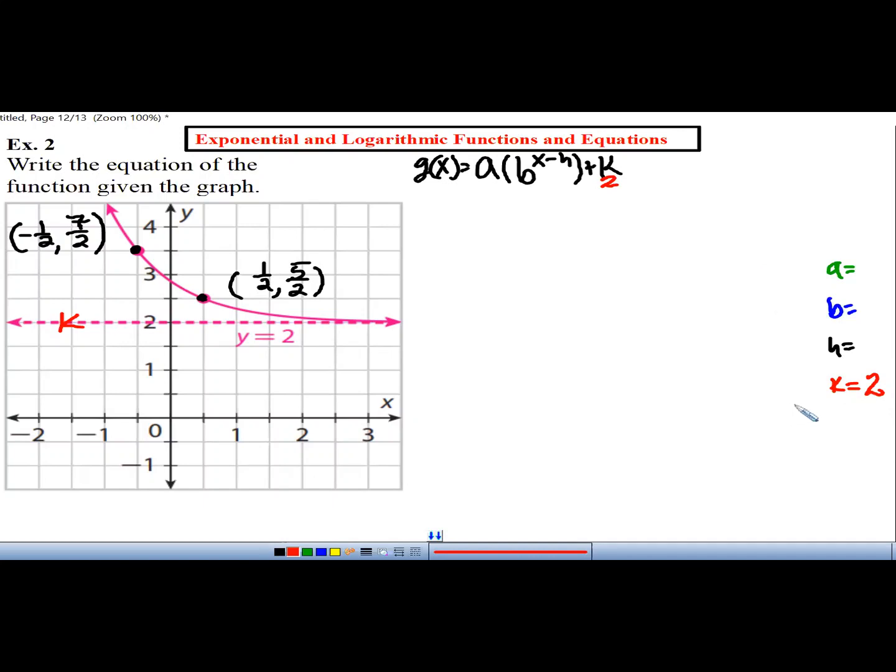Next, we need an h. So by looking at it, our closest point to the asymptote is this one. So that means this is our h, which is what? 1/2. 1/2 right there on h. So let's rewrite this. Here it goes. G of x equals a, parentheses, base b, x minus 1/2, plus 2.